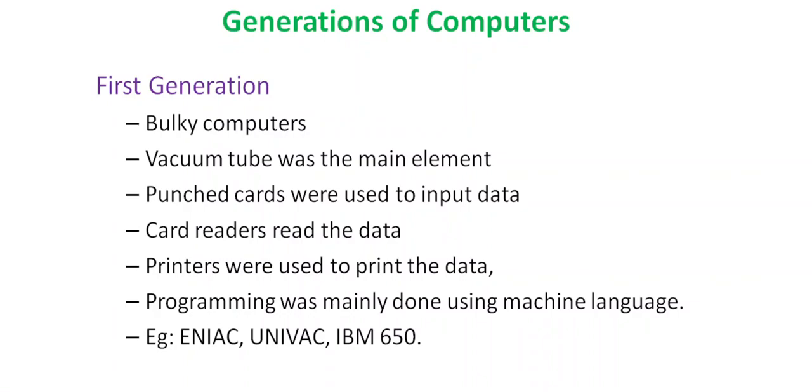you don't have these monitors, etc. And programming was mainly done using what is called machine language, in the sense that, in simple terms, in terms of ones and zeros, you have to write a sequence of ones and zeros. So examples are ENIAC, UNIVAC, IBM 650.